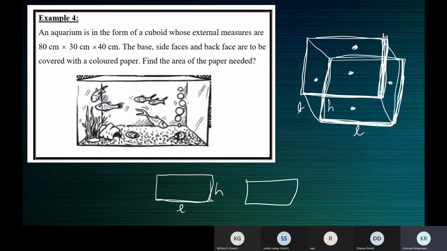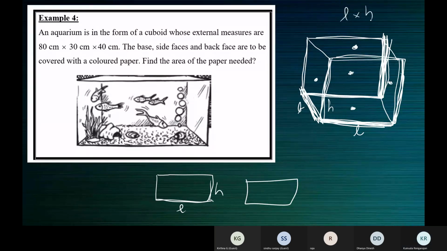It's not the breadth. The breadth is this one. This one is the height. What is vertical is the height. Length and breadth are horizontal. Height is vertical in a solid. So the dimensions of the front and back face are L into H.